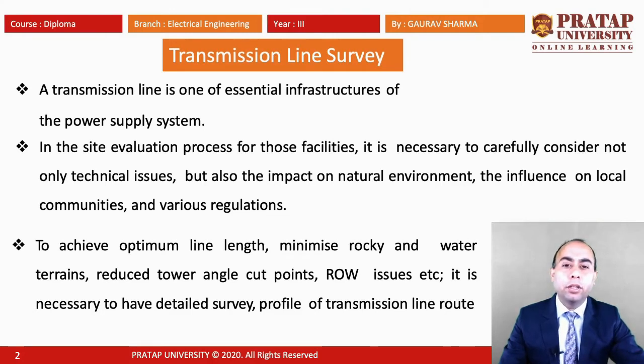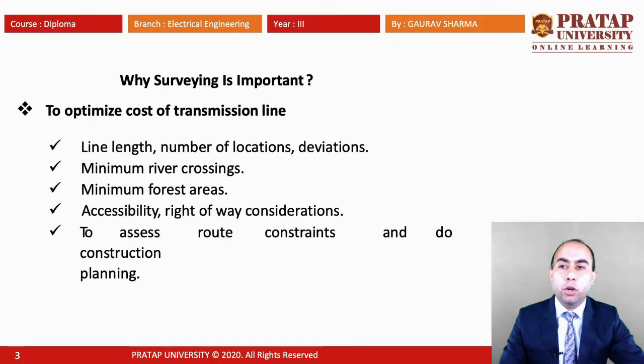the impact on the natural environment, the influence on local communities, and the various regulations, to achieve optimum length and minimize rocky and water terrains, reduce tower angle and cut points, and address right of way issues, etc. We have to consider these, and it is necessary to have a detailed survey and the profile of the transmission line route. Now the question is, why is survey important?